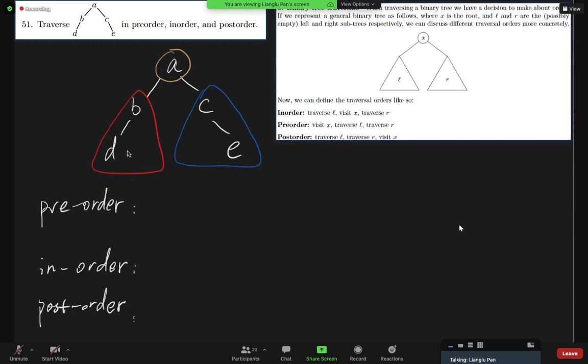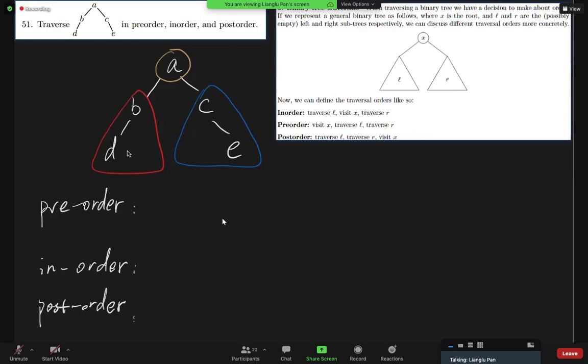I think there's nothing challenging here, right? For the entire tree, we can easily identify the root node, which is node A. For the left subtree, we have the subtree which is marked in red on my screen. And for the right subtree, we have the subtree which is marked in blue on my screen.